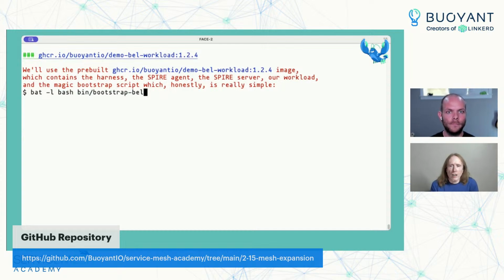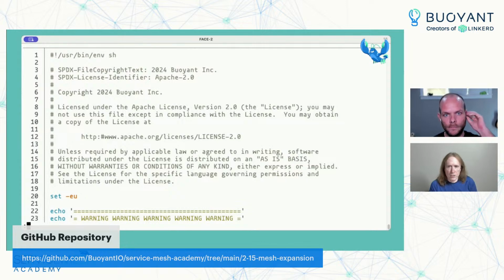So there is out there a pre-built image, ghcr.io/buoyantio/demo-bell-workload:1.2.4. It has the faces workload in it, but much more importantly, it also contains the RPM package. I think it contains the Debian package too, come to think of it, for the harness. And it contains the bootstrap scripts that I've been talking about so far. So this is a convenient way if you want to run faces as an external workload for your own demo stuff. This is the bootstrap that it runs.